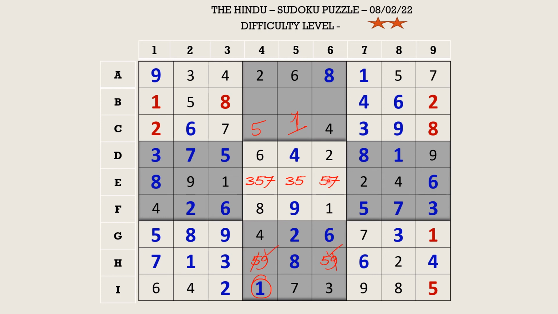This 5 cancels out the 5 here. E6 becomes 7. Now in the 6th column the only missing number is 9. Now in 5th column there are only 2 empty cells. Since 5 blocks here, 3 goes here and E5 becomes 5 and E4 becomes 7. Sorry, it becomes 3, and the only missing number in 4th column is 7.